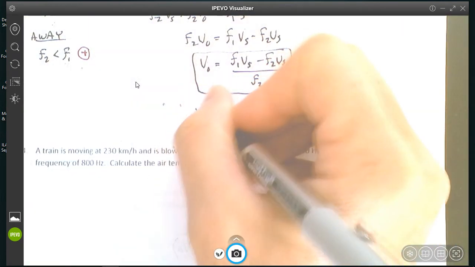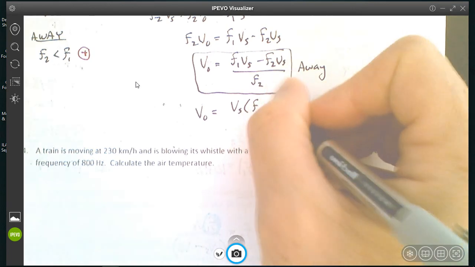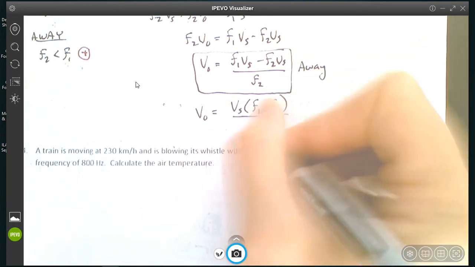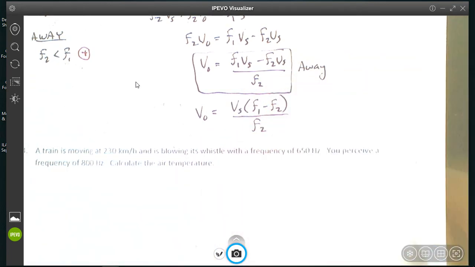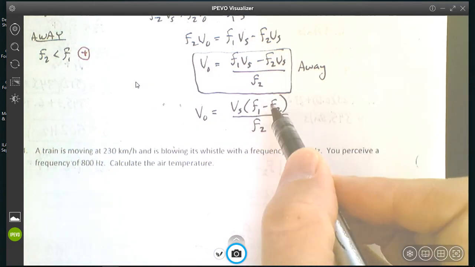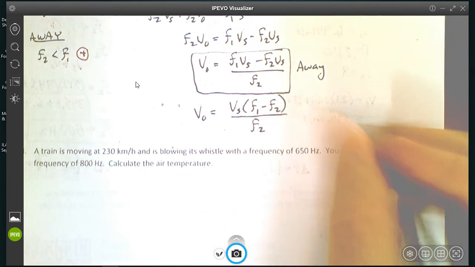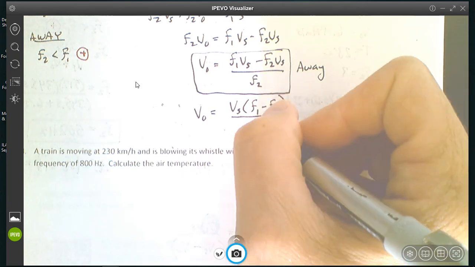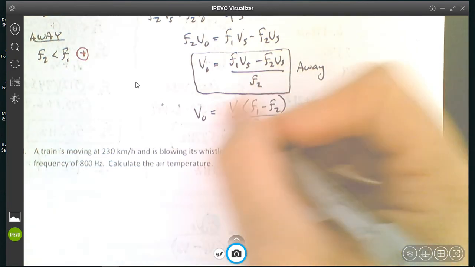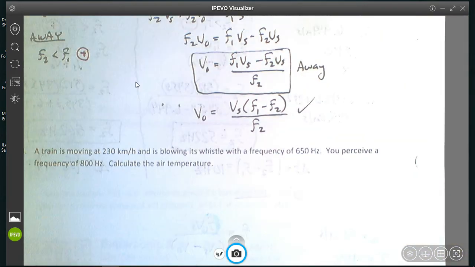You could have gone VO equals, you could have common factored out the Vs, like that. And now you'll see frequency minus frequency is just frequency. Frequency over frequency, the units cancel out, and so the speed equals the speed. Hertz divided by hertz is 1. Then you have meters per second and meters per second. So you know the equation must be correct.